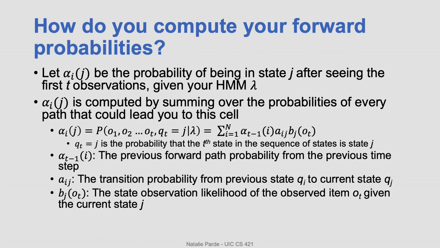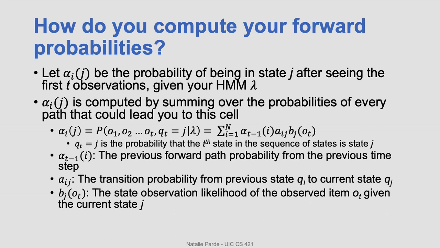What we need to do in order to figure out how likely it is that our sequence of observations from the diary matches our current leading HMM is to compute forward probabilities. So let's go ahead and formalize our algorithm a bit. Let's let alpha sub t of j be the probability of being in a given state j after seeing the first t observations, given our HMM, which we'll represent as lambda. The way that we compute our alpha function for j is by summing over the probabilities of every path that could lead us to it.